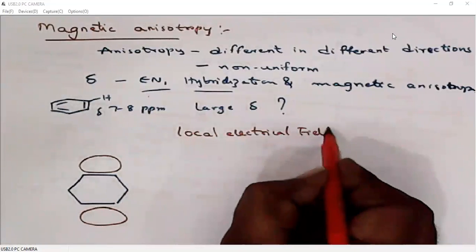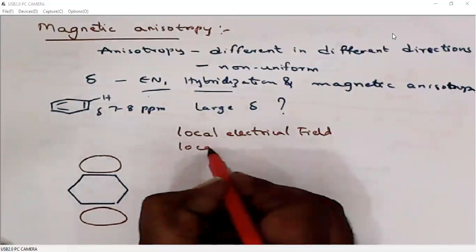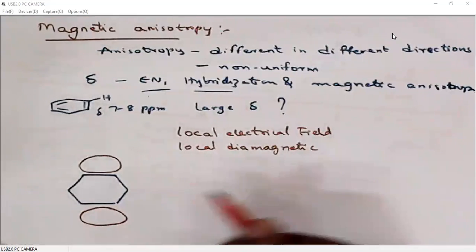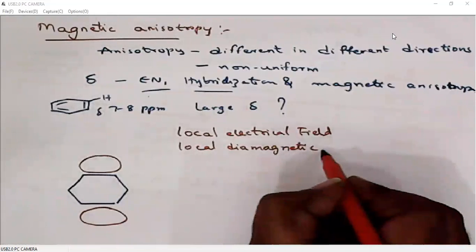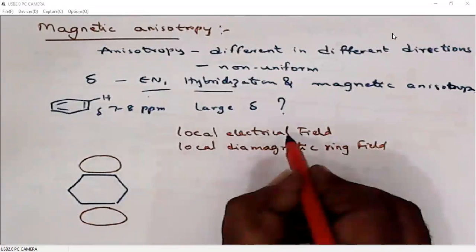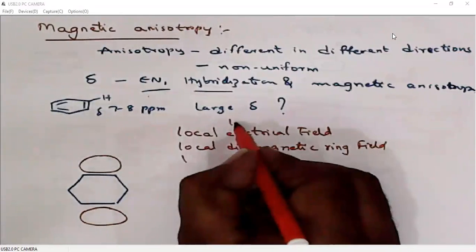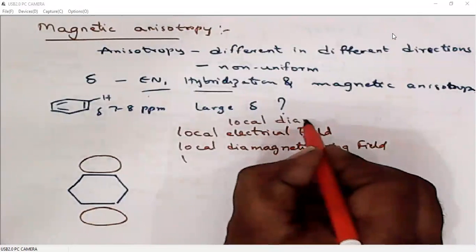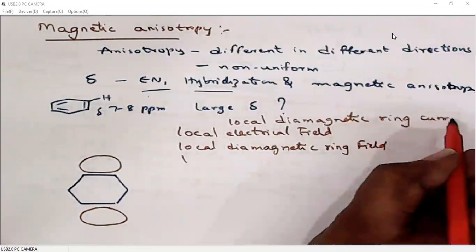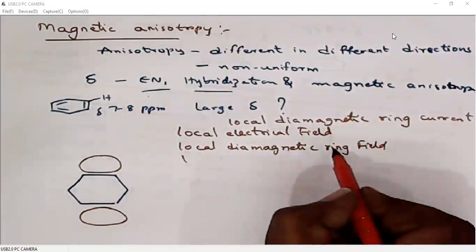When we say there is an electric field, we also say there is a magnetic field. So this is called the local diamagnetic field, or in this case, the local diamagnetic ring current, because it is from the benzene ring. So the magnetic field is called the local diamagnetic field.